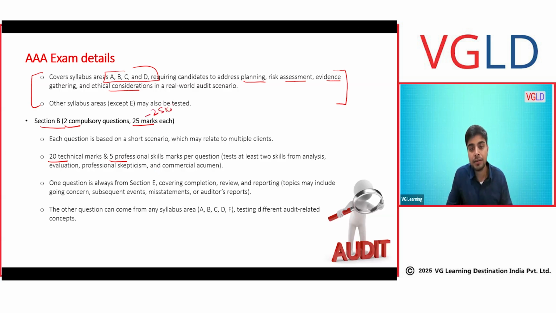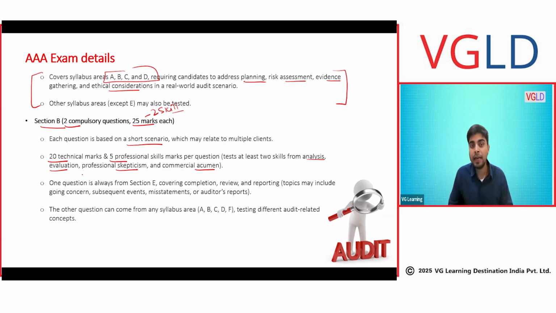2 skill analysis. Okay. Let's say it could be professional skepticism, it could be commercial acumen, it could be evaluation or analysis. Okay, any 2 skill area. But I would say don't be bothered about it. If you are practicing questions on a day-to-day basis, it will not be a major problem here. Okay. So in section B, there will be 2 compulsory questions of 25 marks each.